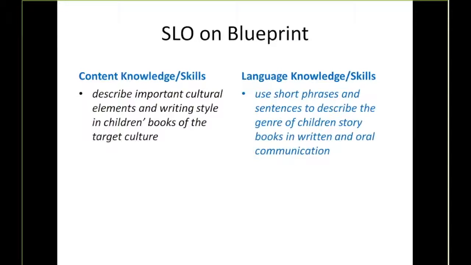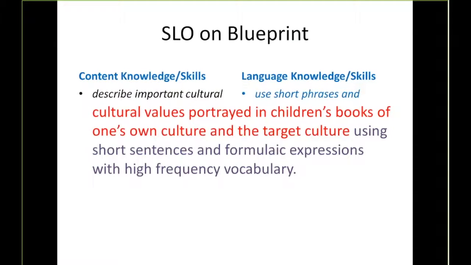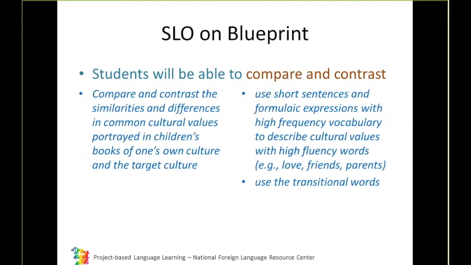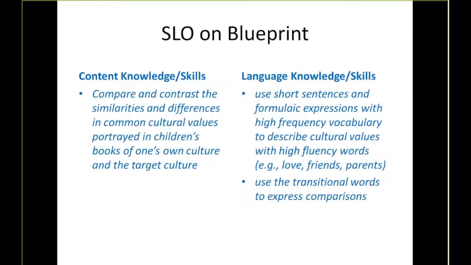And then in terms of language, students are able to use phrases and sentences. Okay. Another example. So first, SLO start with students will be able to, and then the action verb compare and contrast, and then the content domain is in red. Similarities and differences in common cultural values portrayed in children's books of one's own culture and the target culture. That's the content, and the language, using short sentences and formulaic expressions with high-frequency vocabulary. And on your blueprints, you can separate the content and the language.